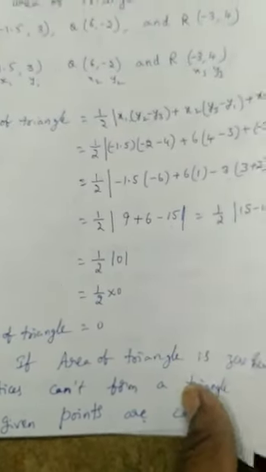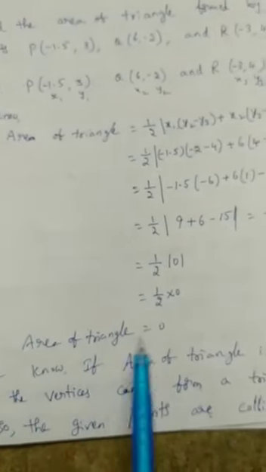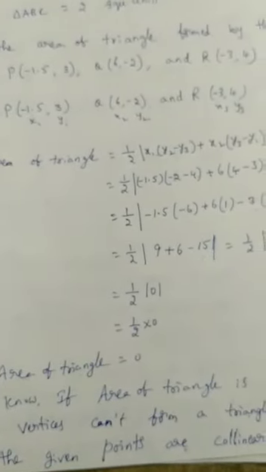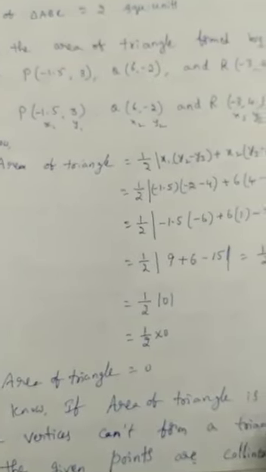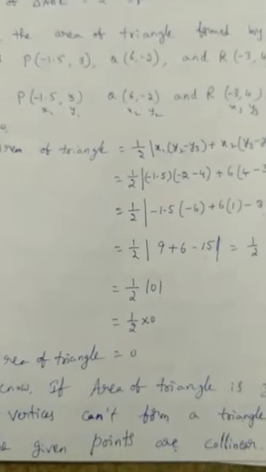Clear? So if the area of the triangle is equal to 0, then the points are collinear. If the area of the triangle is not equal to 0, then automatically those are not collinear.